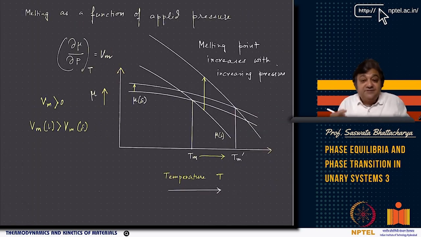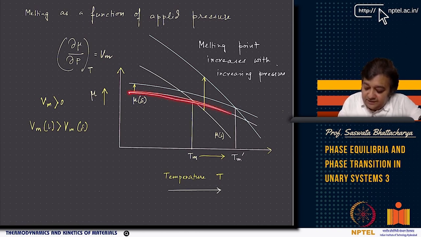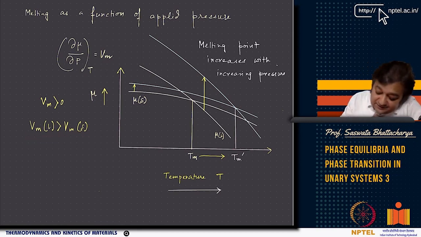Now think of melting as a function of applied pressure. If you know the change in chemical potential, or change in molar free energy, as a function of pressure at constant temperature, it is equal to the molar volume. Now think of different cases. For example, this is your mu solid, and I have drawn a parabola here, approximating with a slightly curved line. So below Tm, solid has a lower chemical potential or molar free energy than the liquid. Now, let us assume that Vm liquid is greater than Vm solid. Del mu del P at constant T, which is the slope, is equal to Vm, and Vm liquid is greater than Vm solid.